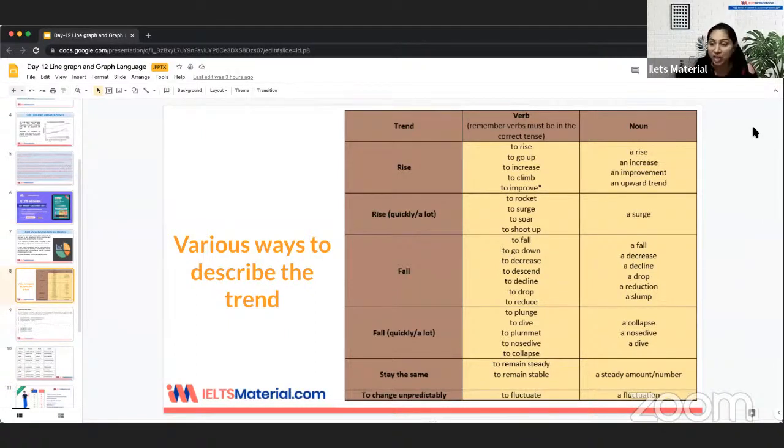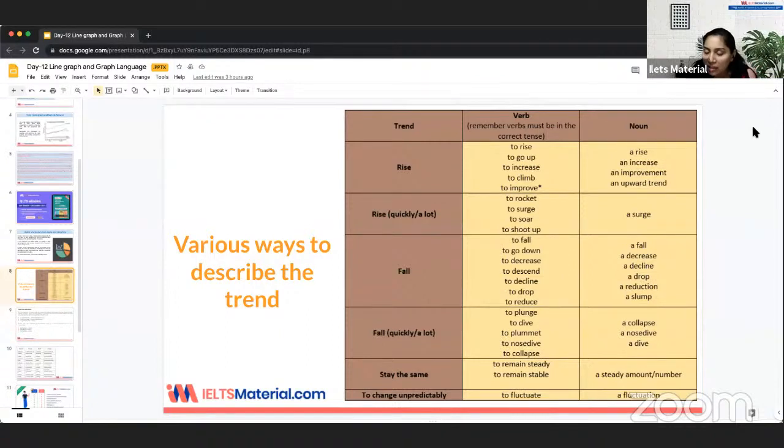Collapse. Okay, very good. Then what can be taken for fall quickly? That is already given in the table. Okay, fine. When you take stay the same, it is actually talking about remaining a sudden drop. Very good, Charu. Very good.